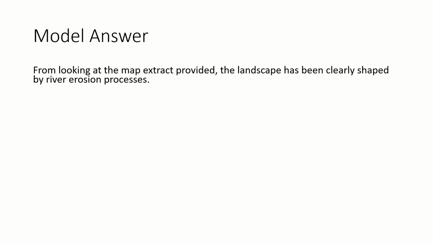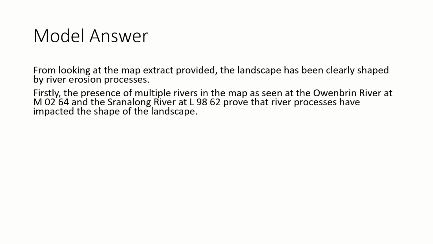So we're going to write our answer to that, and the first thing I'm going to say is, from looking at the map extract provided, the landscape has been clearly shaped by river erosion processes. Firstly, the presence of multiple rivers in the map, as seen at the Owenbryn River at M0264 and the Sranelong River at L9862, prove that river processes have impacted the shape of the landscape.